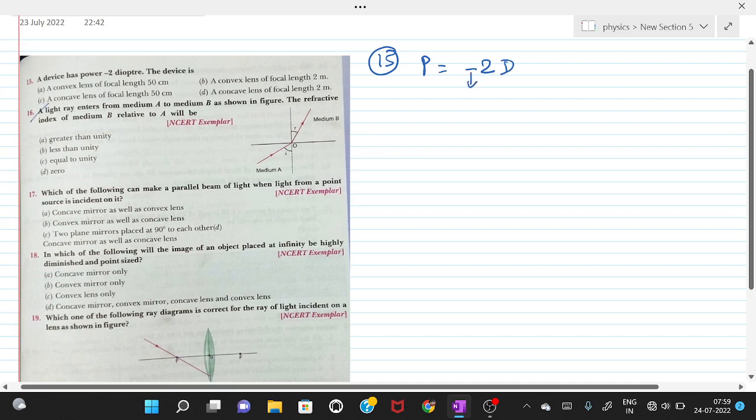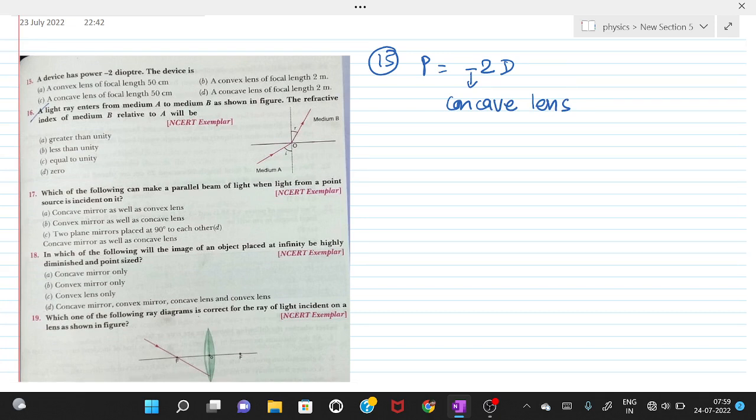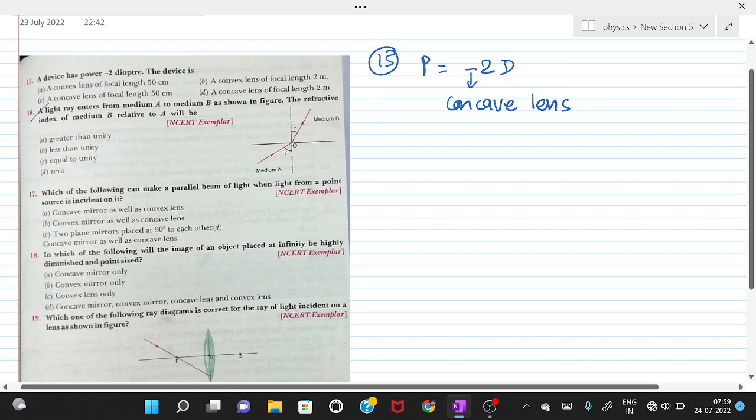Negative power means the lens must be a concave lens. So all the convex lens options we should remove. Option A is convex, so it can't be the answer, and option B is also convex, so it can't be the answer. The answer must be a concave lens. So the answer will be either option C or option D.